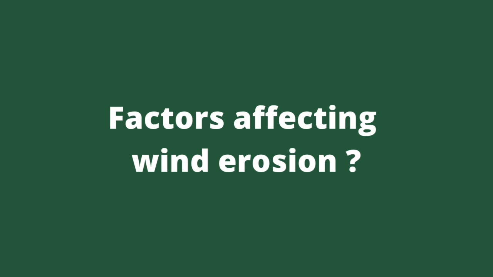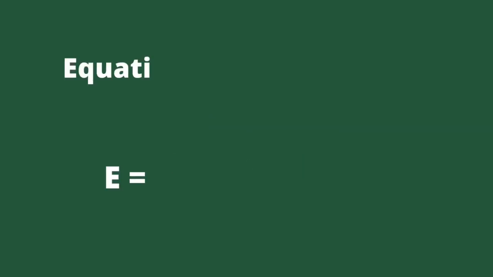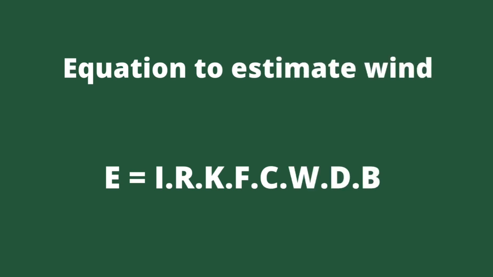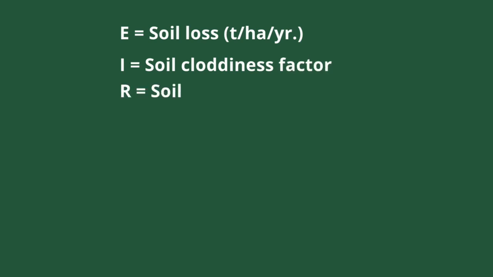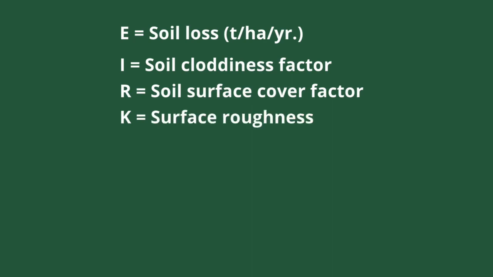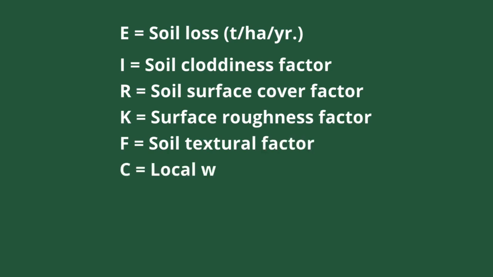We have already covered that there is an equation for calculating water erosion. Like that, wind erosion has another equation to calculate soil loss by wind erosion, that is E = IRKFCWDB. Here E is the soil loss, I is the soil erodibility factor, R is the surface cover factor, K is the surface roughness factor, F is the soil textural factor, C is the local wind factor, W is the field width factor, D is the wind direction factor, B is the wind barrier factor.